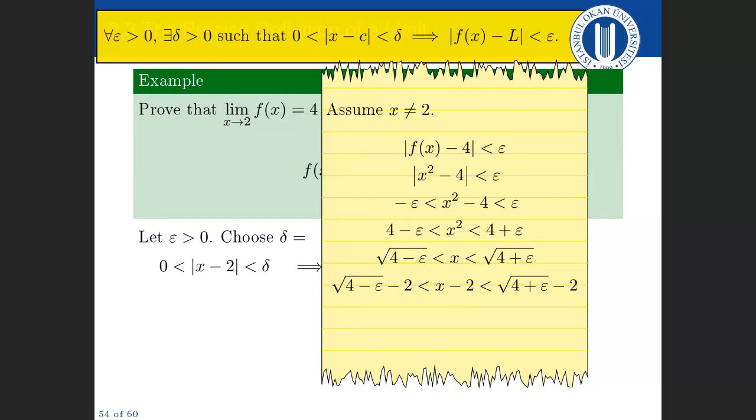So I'm playing with this. X squared minus 4 must be between minus epsilon and epsilon. Add 4 onto everything. X squared must be between 4 minus epsilon and 4 plus epsilon. So x must be between the square root of 4 minus epsilon and the square root of 4 plus epsilon. Remember, I want to end up with an x minus 2. So do a minus 2 to each term. X minus 2 is between square root of 4 minus epsilon minus 2 and square root of 4 plus epsilon minus 2.